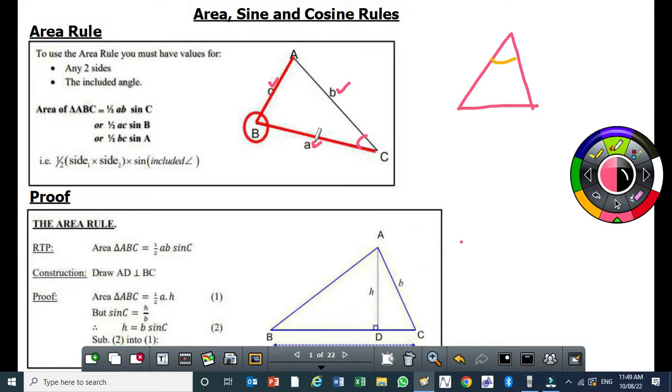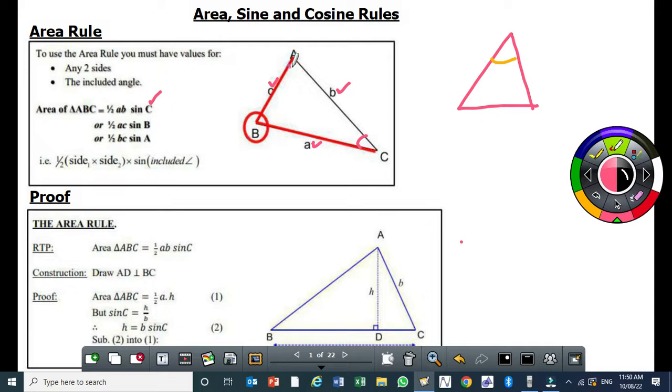If you are given angle B, it means BC must be provided and AB must be provided, and the area will be half AC sine B. Okay? So always this angle, which you put in your calculator as part of the trick, has to be an angle which is given. Then the two sides that form that angle must also be provided.